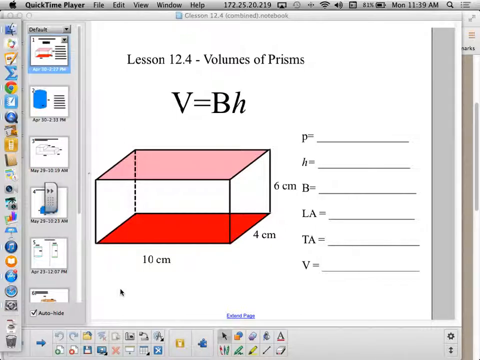So the sides are always rectangles. It's the bases that are not rectangular. Now, in the case of a rectangular prism, any side can be the base. Usually we use the bottom. But we have to realize, if we have a hexagon prism or something like that, or a cylinder, that whatever's on the bottom might not be the base. It could be the hexagon or the triangle or whatever else.